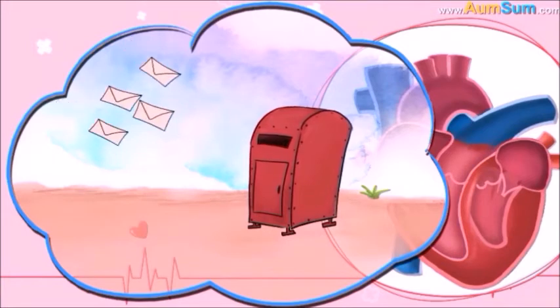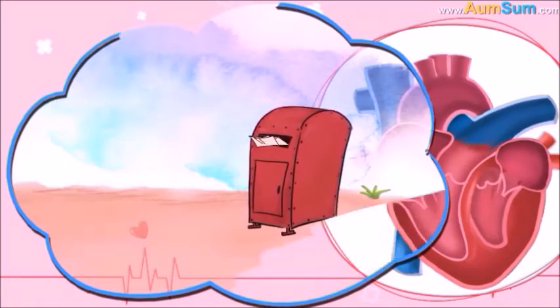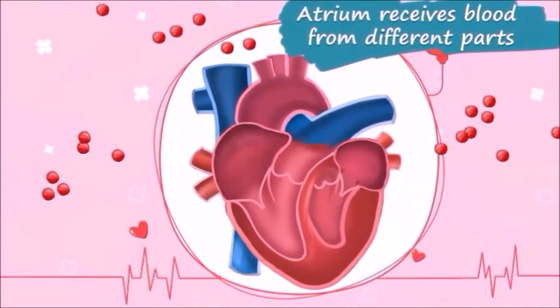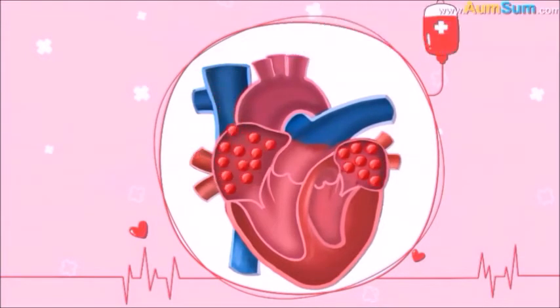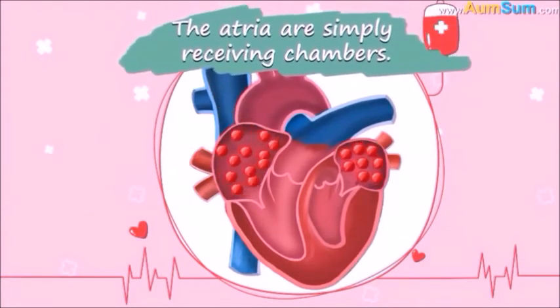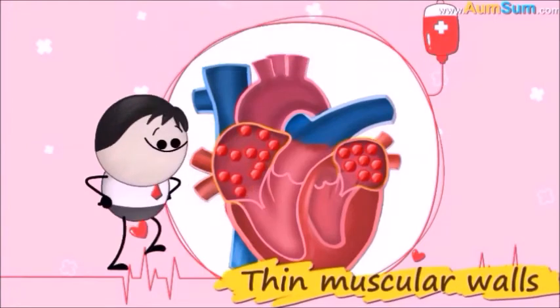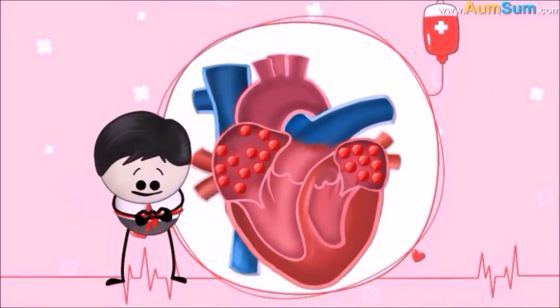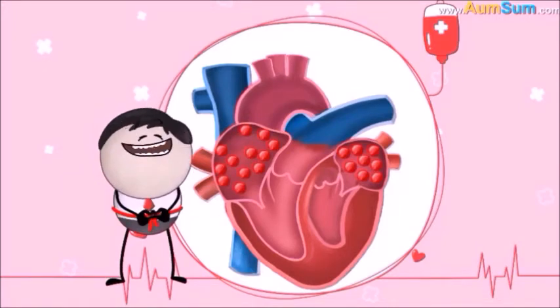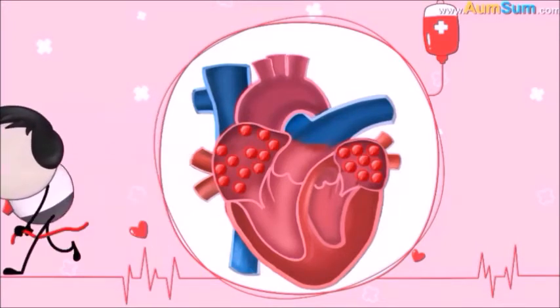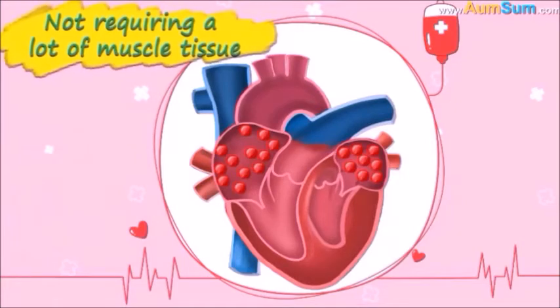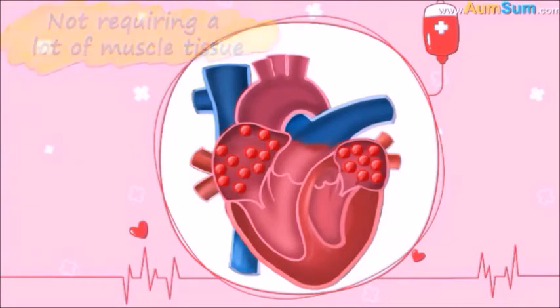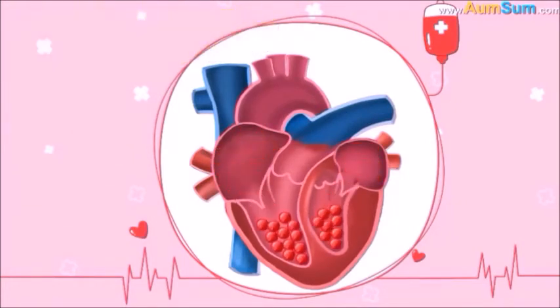Now, just like a postbox receives letters from multiple people, the atrium receives blood from different parts of the body. Thus, the atria are simply receiving chambers. They have thin muscular walls. Why thin? No, their walls are thin, not requiring a lot of muscle tissue, because they only have to pump blood into the ventricles present right below them.